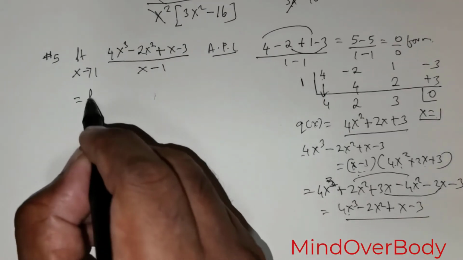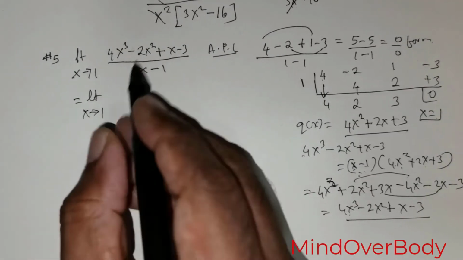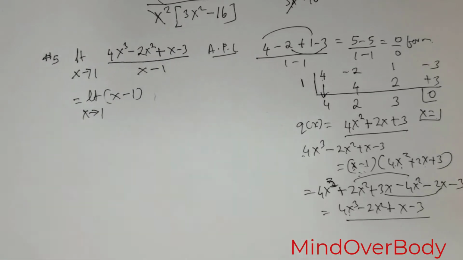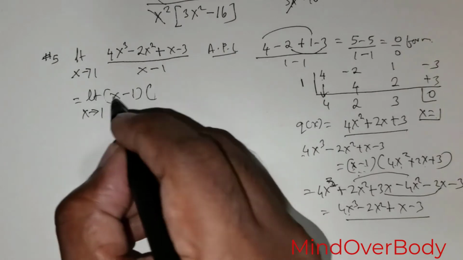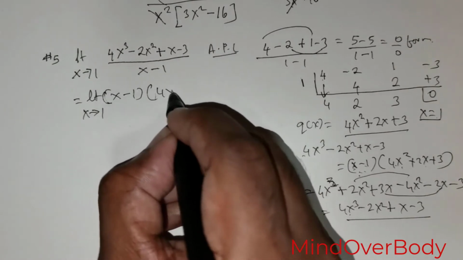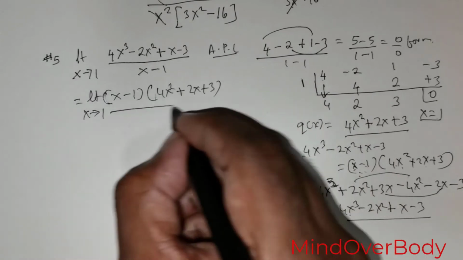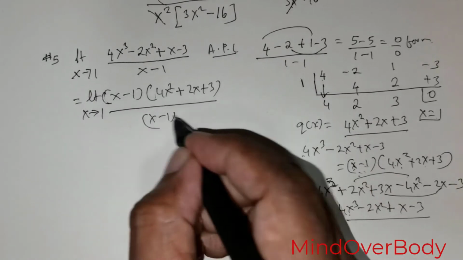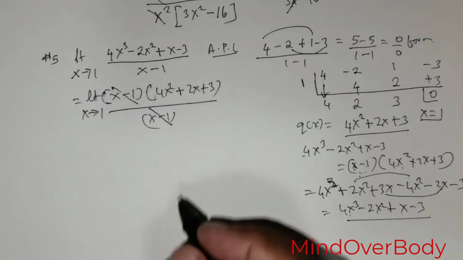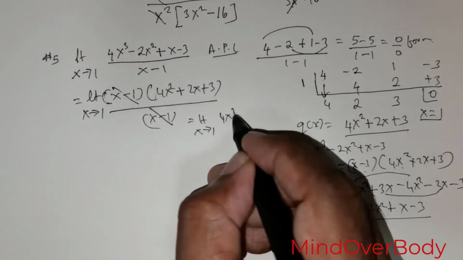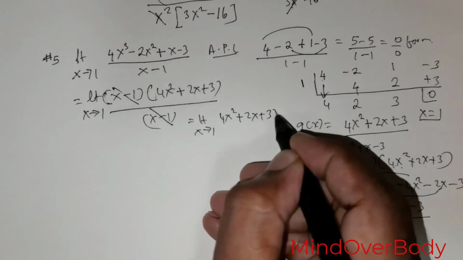So now what I'm going to do is write x tending to 1 in place of the numerator. I'm going to write it as a product of terms as x negative 1 times 4x squared positive 2x positive 3. This is the way I'm going to write, divided by x negative 1. X negative 1 gets cancelled, giving me limit x tending to 1 of 4x squared 2x positive 3.